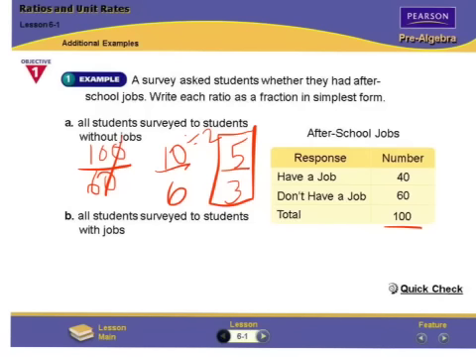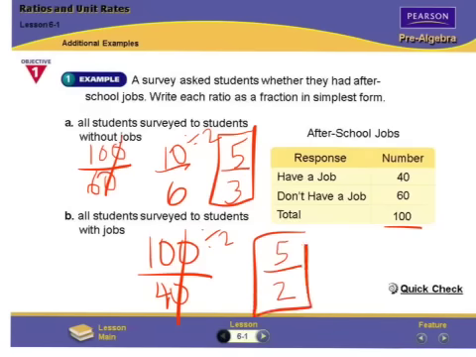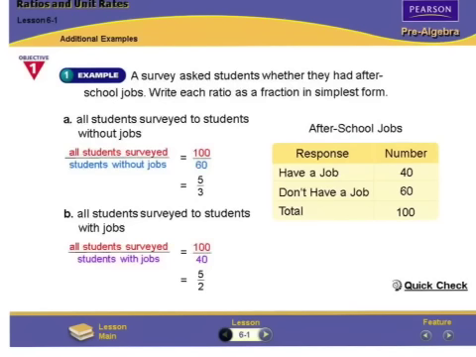What about all the students surveyed to the students with jobs? So we would have all the students surveyed compared to the students that had a job. You could divide by 10 and then divide by 2 again. 10 divided by 2 is 5. 4 divided by 2 is 2. And so our ratio would be 5 to 2. And here we see those amounts. You are welcome to stop the video and see exactly how that was written.